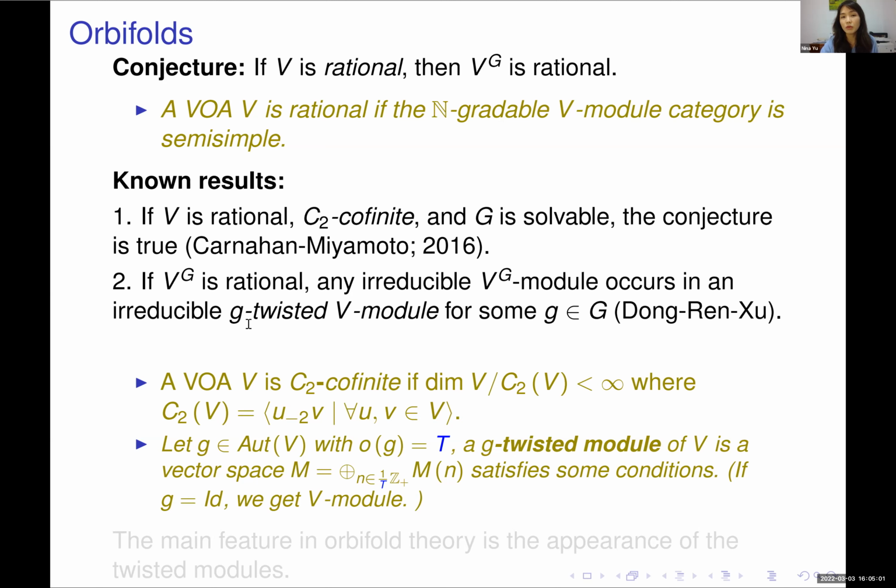And in particular, if we take this g to be the identity map, then you can get the notion of ordinary V-module. Of course, it should satisfy some other conditions. And this is the so-called g-twisted V-module. And here, C2-cofinite means that a certain quotient space is of finite dimension.